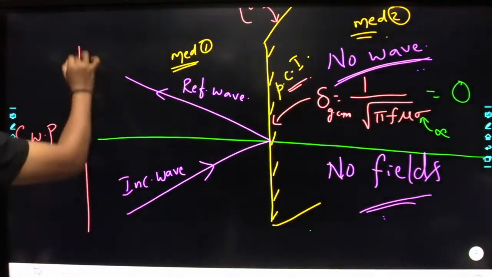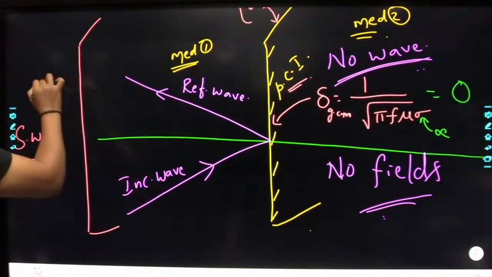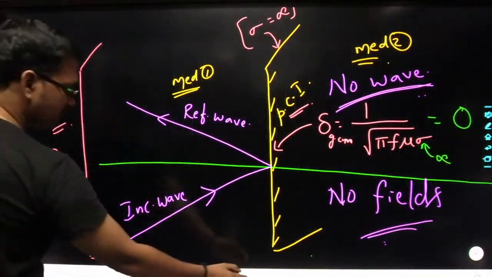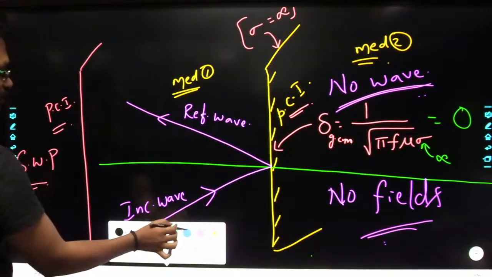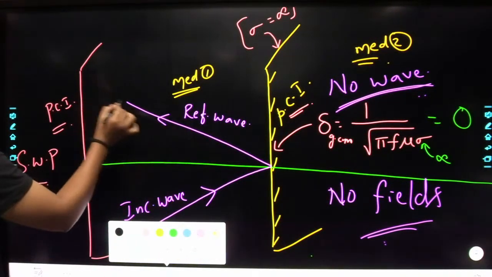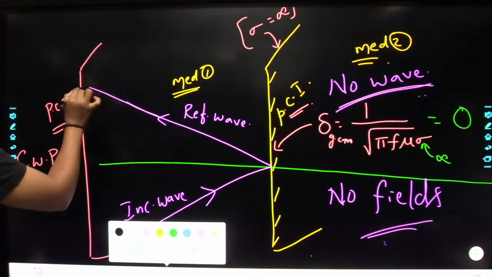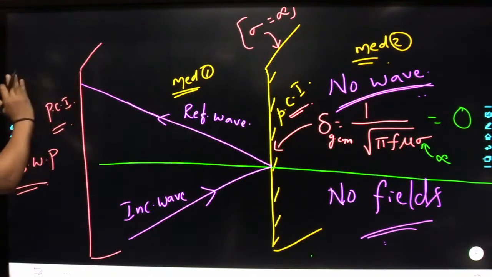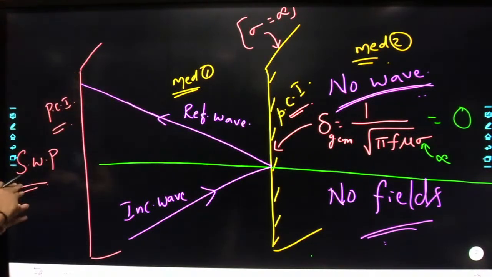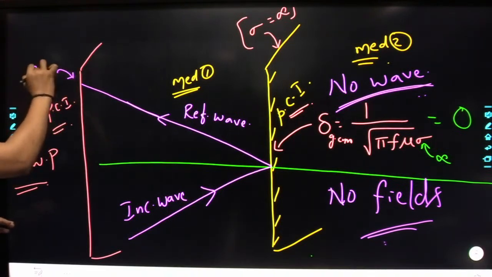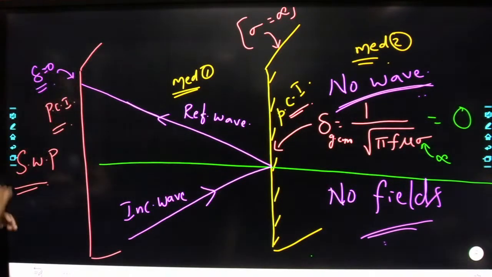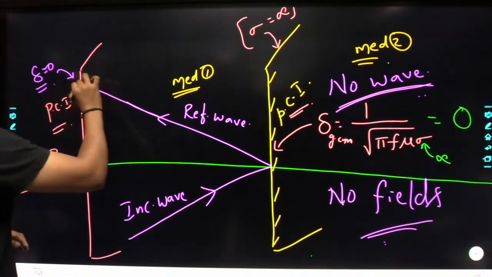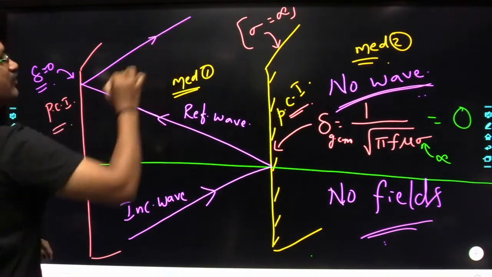Okay, now suppose I place another conducting interface here. So this is also a perfect conducting interface. Then what will happen? The wave that is reflected is going to be incident on this perfect conducting interface, so it is going to block the wave from propagating to the other side. For this one also, the skin depth is equal to 0. Yes or no? No fields can penetrate this perfect conducting interface. So whatever wave is incident will be completely reflected back again.